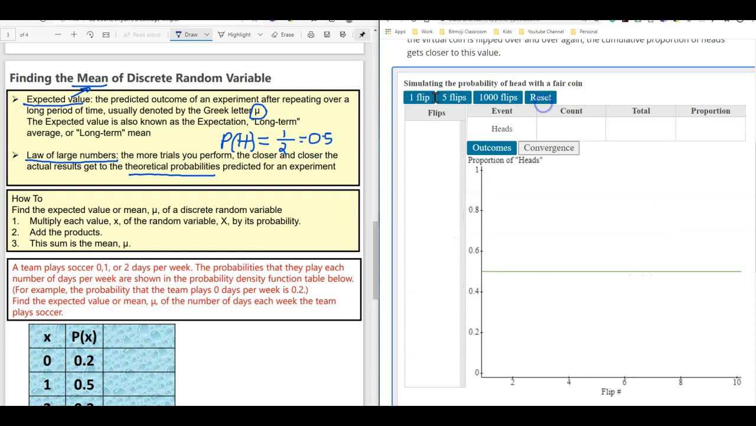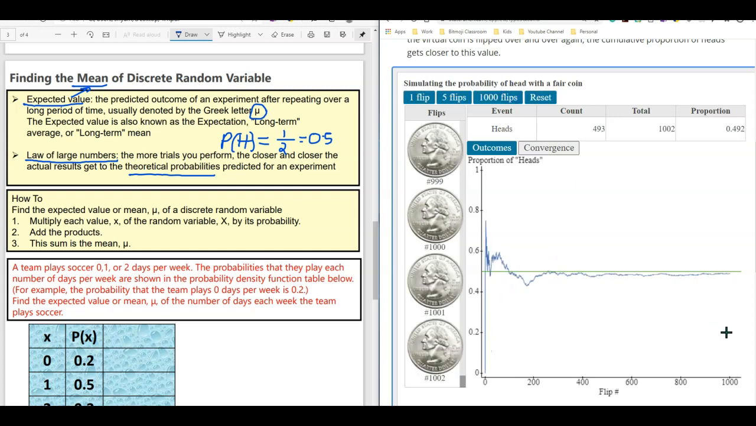So let me reset this again. Flip a coin once, is the probability of getting a head 0? No. Flip a coin another time, is the probability 0.5? Not with just 2 coins. I'm going to flip 1,000 times. And what is this getting closer to? 0.5. And that's how you find the expected value, or the mean: you do a number of trials and come to a conclusion that if I flip a coin 2,000 times, the probability of getting a head is 0.5. So that means the probability of getting a head when I flip a coin once is 0.5.